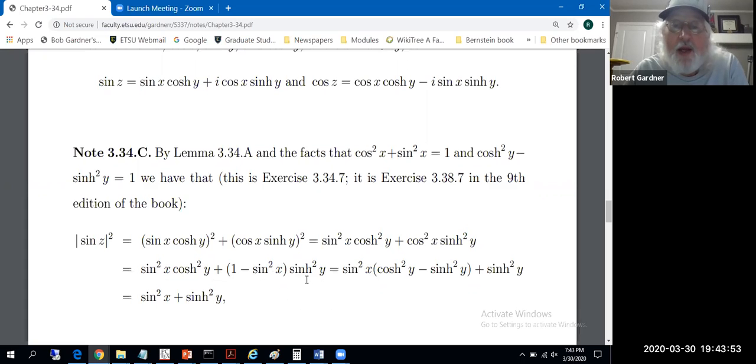Here we've got sine squared times sinh squared of y. So we'll collect those together. That leaves us with a plus sinh squared from that term. You will recall, cosh squared y minus sinh squared y equals 1. That's sort of the Pythagorean theorem for hyperbolic trig functions. There's a negative sign involved. Cosh squared minus sinh squared equals 1, which is what we have here. So we can replace that with 1, and we get mod sine z squared equals sine squared x plus sinh squared y.